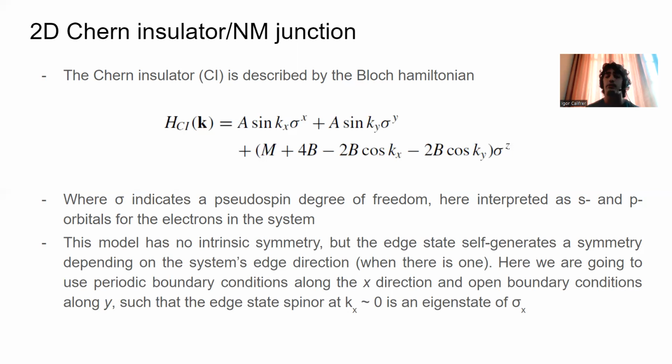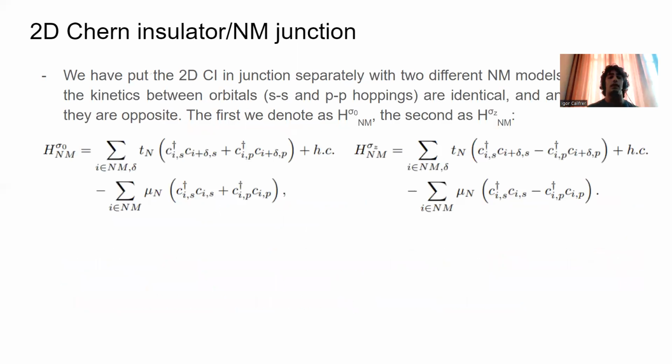And this is the parameter that we are going to use to see if the fine-tuned state is distinguishable or not from the topological edge state. So we have attached to this Chen insulator two different models for a normal metal. One, which we are going to call sigma zero normal metal, where the hoppings between S and S sites and P and P are identical. And another, which we're going to call sigma Z normal metal, where the hoppings between S and P are opposite.